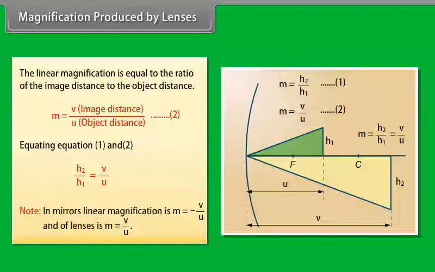Note, in mirrors, linear magnification is M is equal to minus V upon U, and for lenses it is M is equal to V upon U.